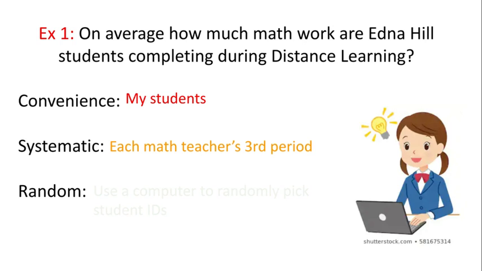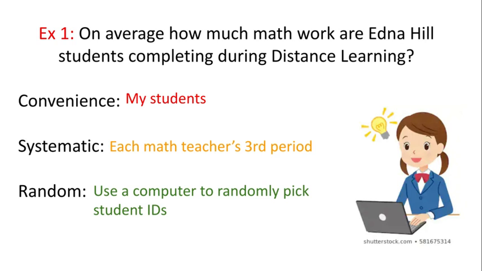The best option would be to do a random sample, and I could use a computer to randomly pick student IDs and then look at those students to see how much math work they're doing. That would probably be more representative of all of Edna Hill.